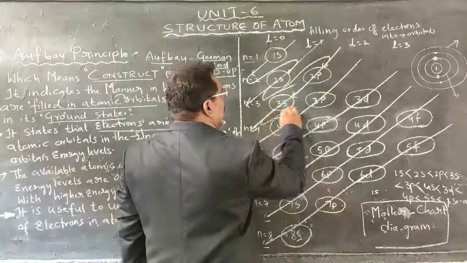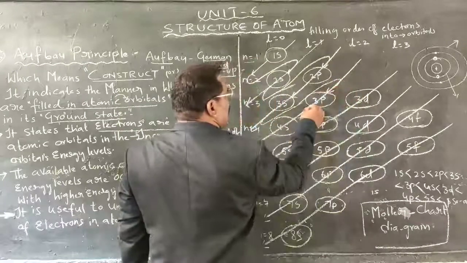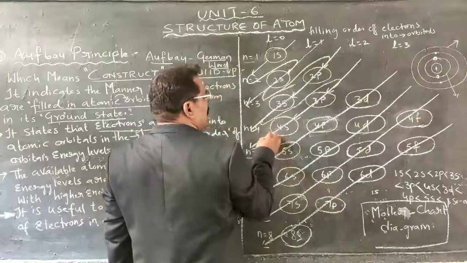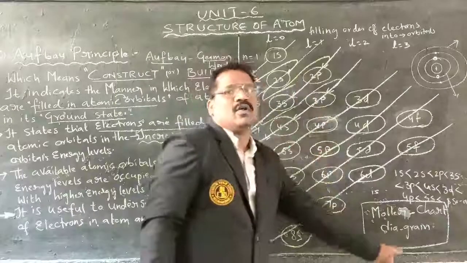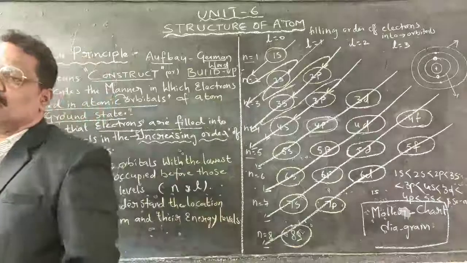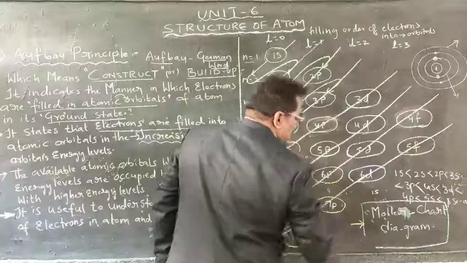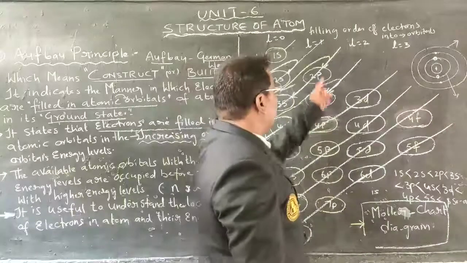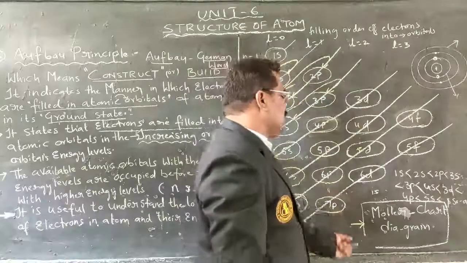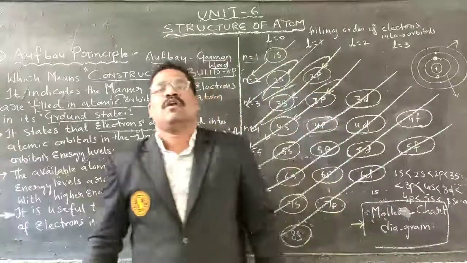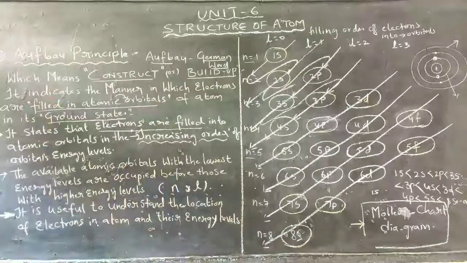From 3s it will come outside again, and the electron will enter into the 3p orbital. After filling up the 3p orbital, the 4s orbital, and so on. Filling of electrons will take place like this. This filling of electrons can be represented by whom? Muller represented this filling of electrons, where the lowest energy orbital is occupied first. This chart is called the Muller chart diagram.